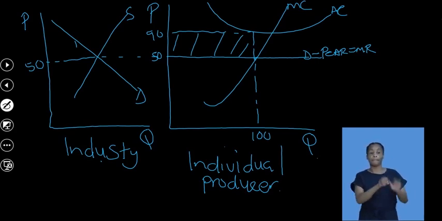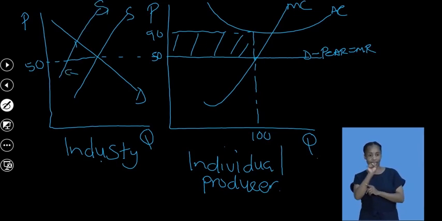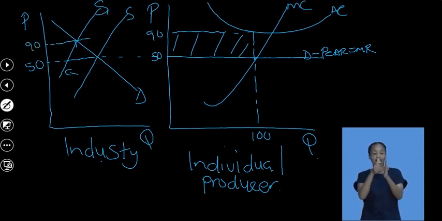When they exit the market, two things are going to happen. Number one, our supply curve is going to shift from S to S1, which means we are supplying less. The second thing is that we have a new equilibrium, and our price is going to go up. Typically they will exit until our price is sitting at 90. So our price has gone up.